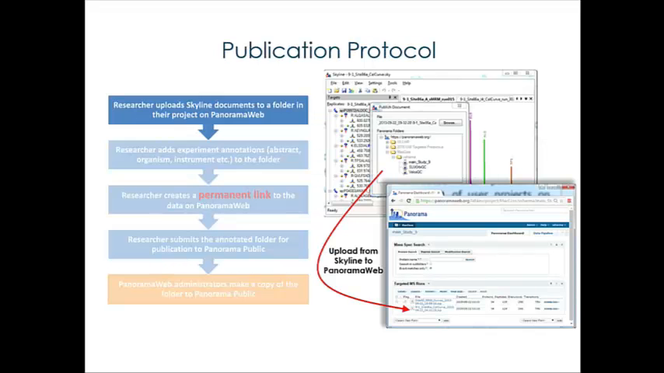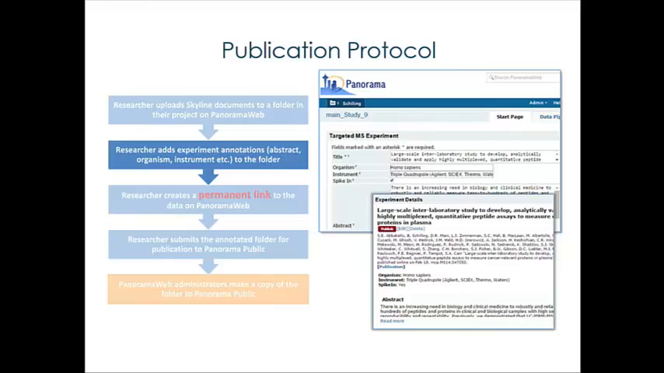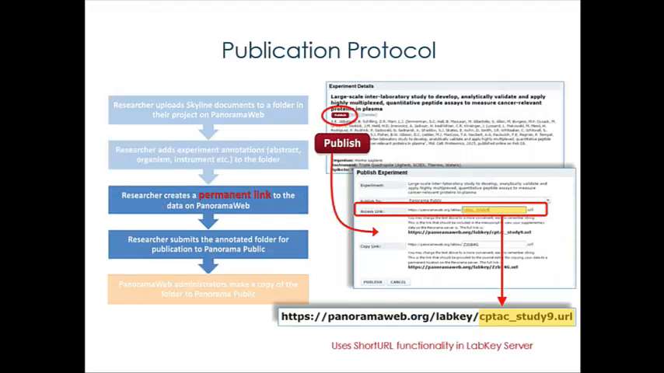So this is what the workflow looks like for anybody wanting to put their Skyline documents on Panorama Public. The first step is, of course, to upload the documents to a project, and this is done easily by clicking a button directly from Skyline. The next step is to provide some description about the experiment, so things like an abstract, the instrument on which the data was acquired, the sample information, things like that. And once users have done that, they can click on this publish button, and this brings up a form where they can create a URL that they want to use to link to their data.